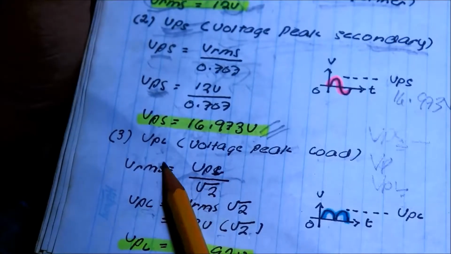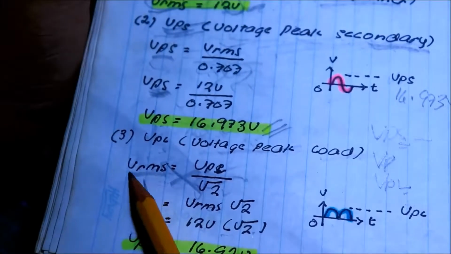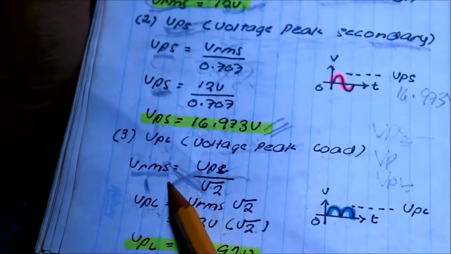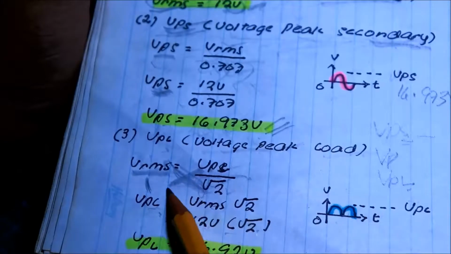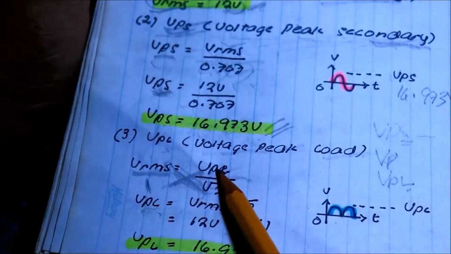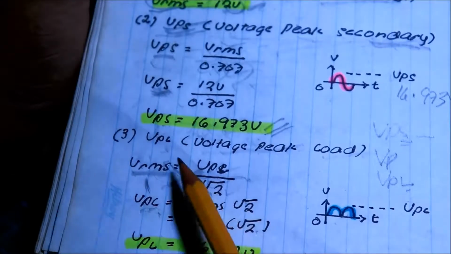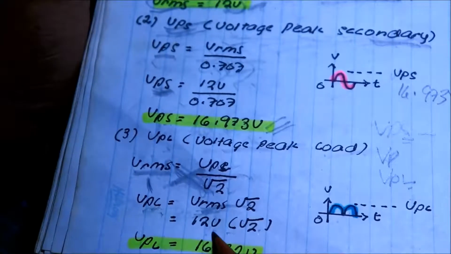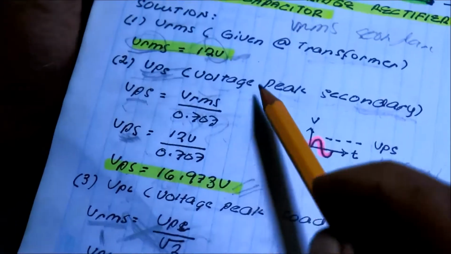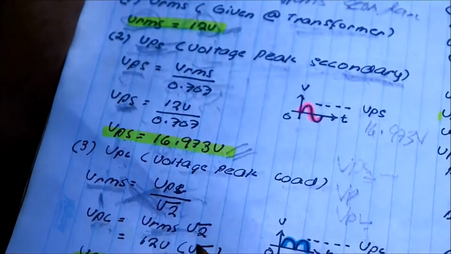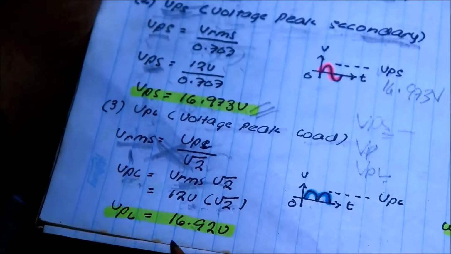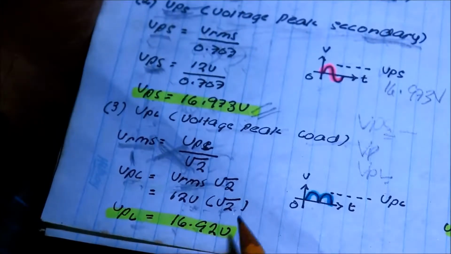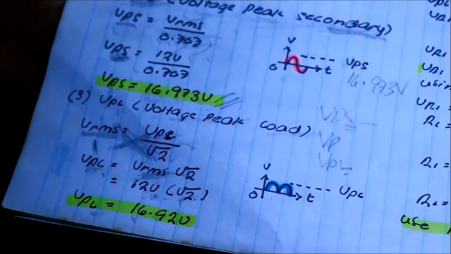So VPL is equal to, using our math knowledge, crisscrossing: VRMS divided by 1 becomes VPL, and then the square root of 2 multiplied to the VRMS. We know the VRMS, 12 volts already. Square root of 2 multiplied, and then we get the voltage peak of the load, 16.92 volts. Where is that?